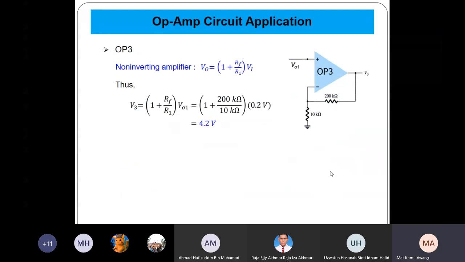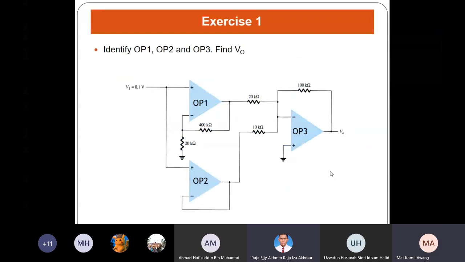OP1, what is the type of the amplifier? OP2, what is the type of amplifier? OP3, what is the type of amplifier? And calculate the V out. So basically you have 4 answers: OP1, OP2, OP3, and V out. 4 answers, 10 marks.